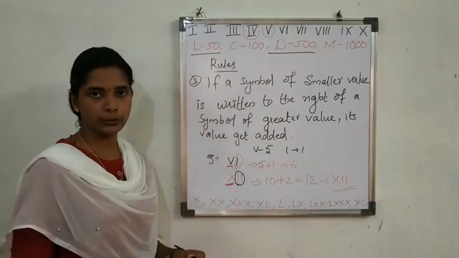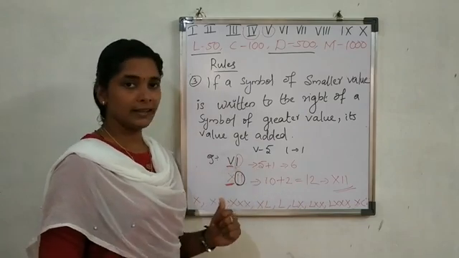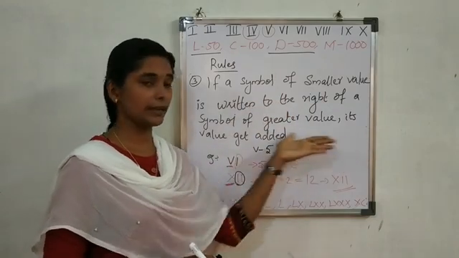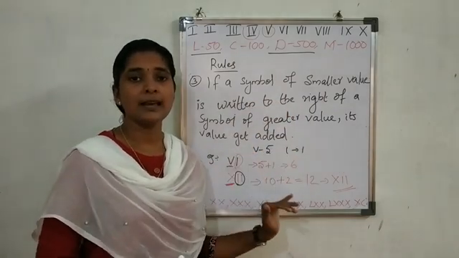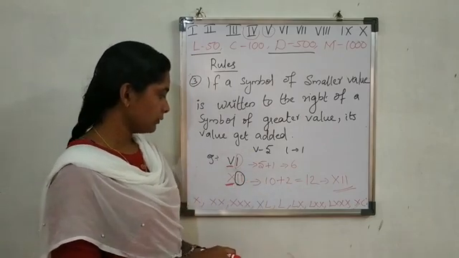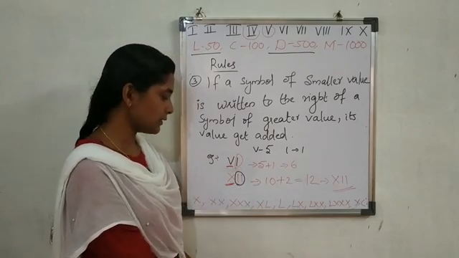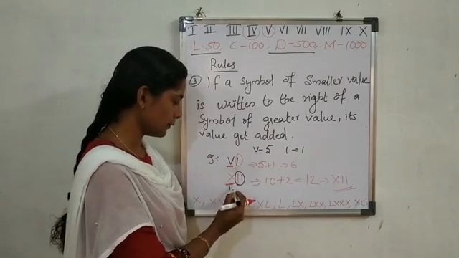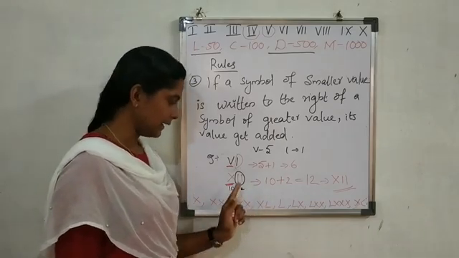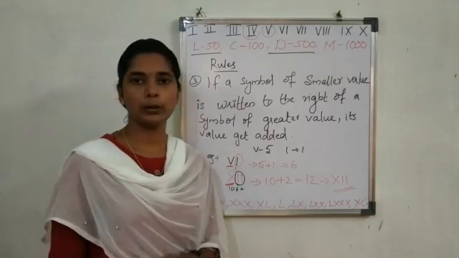If a symbol of smaller value is added to the right side of the greater value, then its value is added. We have to add both the symbols. X double 1: X is 10 and this double 1 means it is 2. 2 is added to the right side of this 10. That means you have to add these two. 10 plus 2, this is 12.